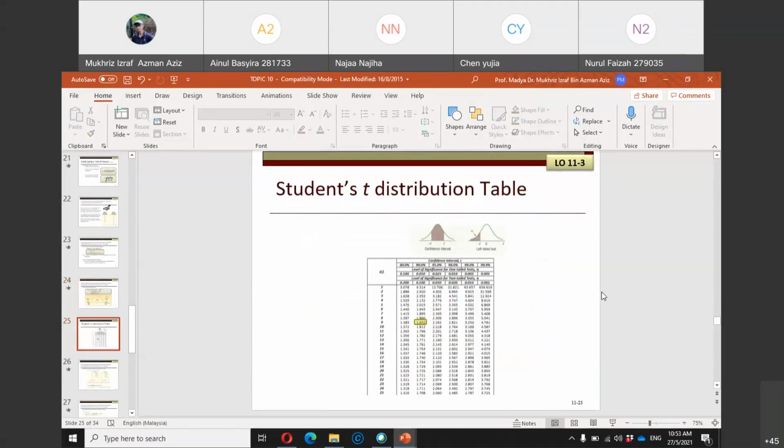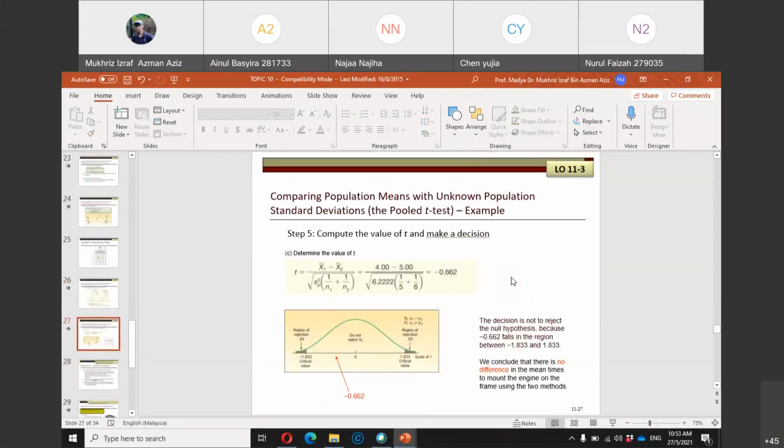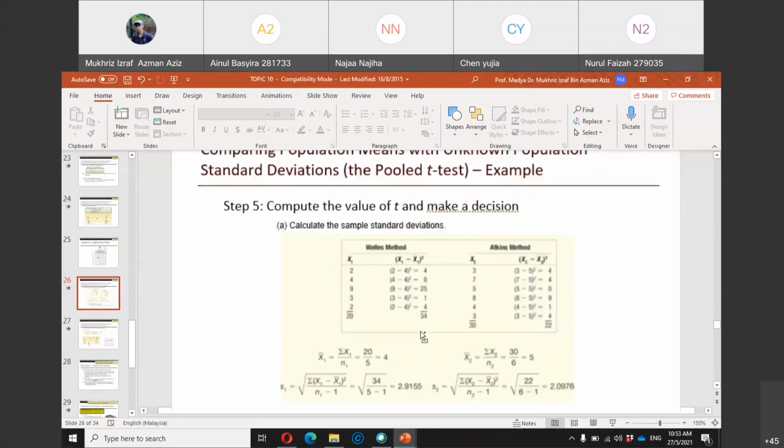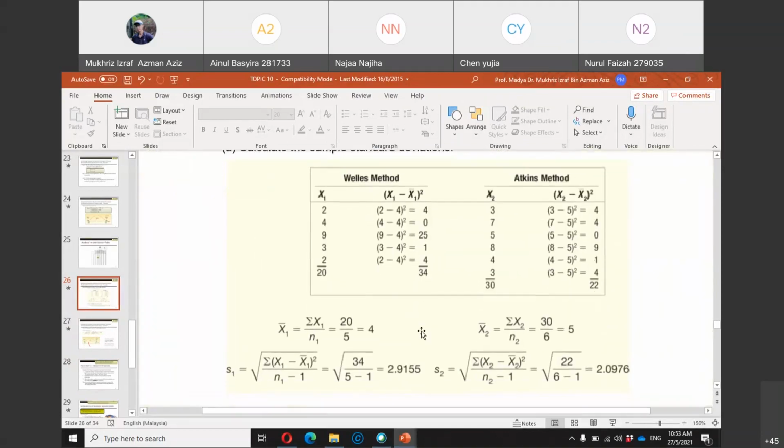Okay. And finally, the calculation. Here it will be similar to what you did in the exercise 2 days ago, or yesterday when you submitted the exercise. Because the data is raw, you need to calculate the mean value and the sample standard deviation value. For Wellis, you get the mean to be 4, and the sample standard deviation 2.9155. The sample mean for Atkins is 5. Sample standard deviation is 2.0976.